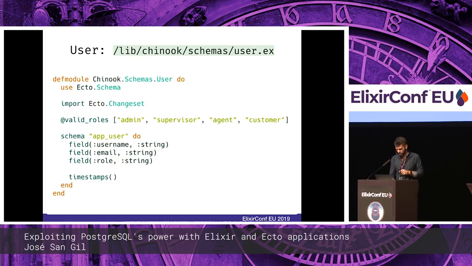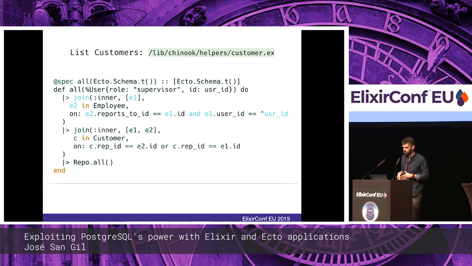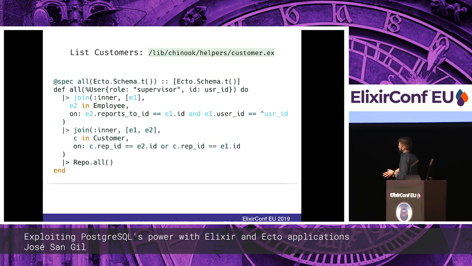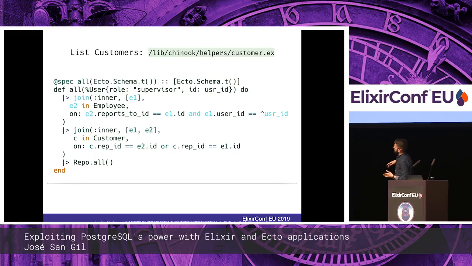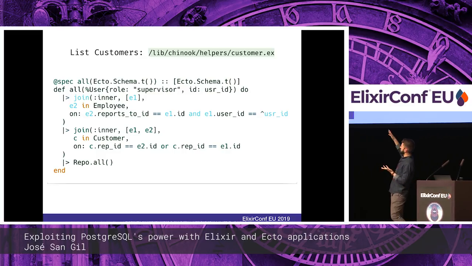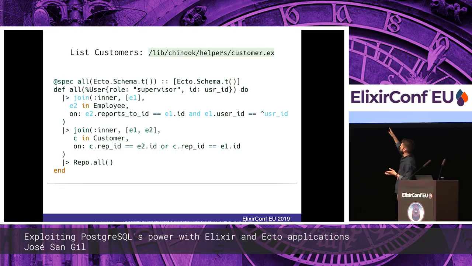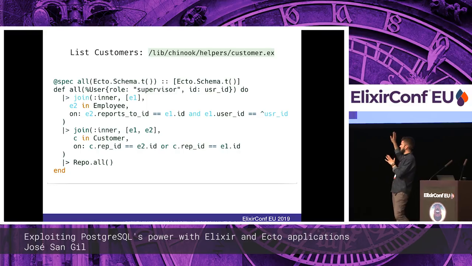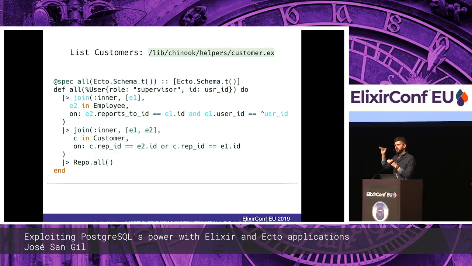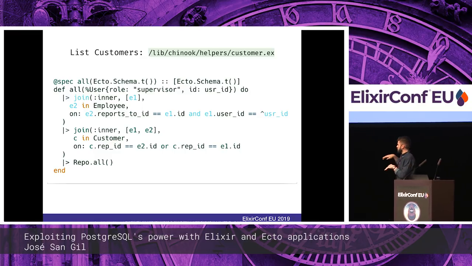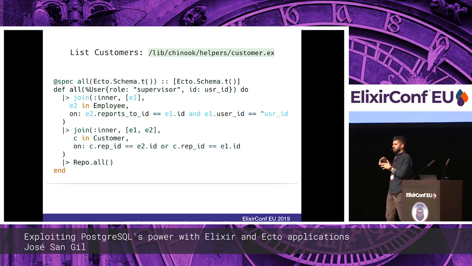That's the way I'm going to use in this first approach to list the customers. This code doesn't look very good because I tried to fit it on the slide. But basically, what we're doing here is defining a helper, called Chinook helper's customer. This helper is pattern matching on a user that you pass as an argument. It checks which role that user has, and then it executes the database query that you require to retrieve that user.